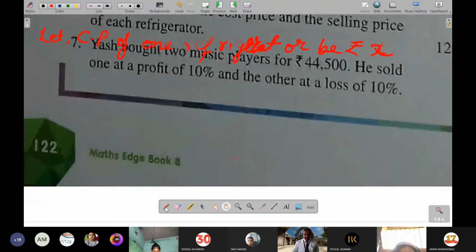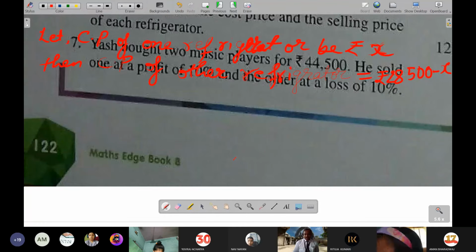Then CP of other refrigerator is equal to rupees 28,500 minus X, because their sum is how much? 28,500. Now, what you can say?